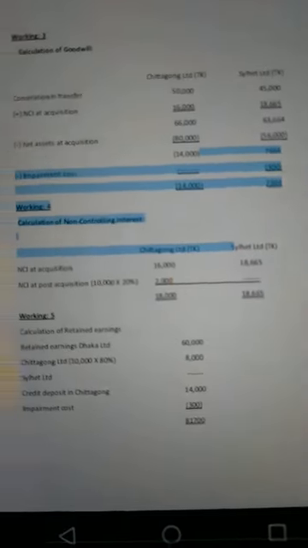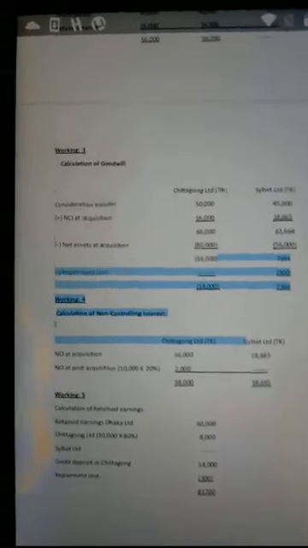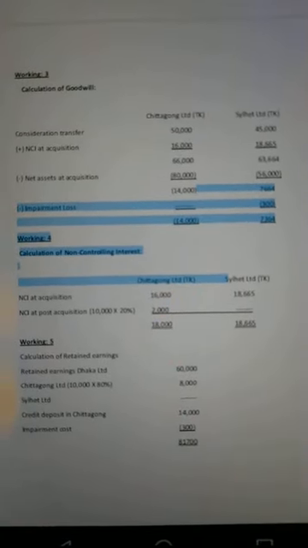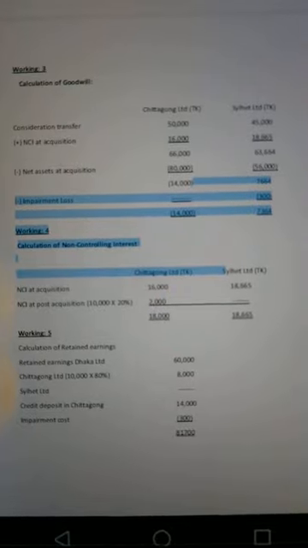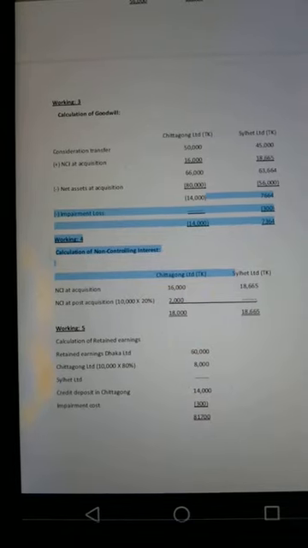So here we have to write the overall, as you can see, we have to write both the 10,000, which will be multiplied by 20%, as we have only one post acquisition for Chittagong Limited, and it's going to be multiplied here. And here Chittagong Limited has 18,000, and there is no post acquisition for Sylhet, so it has only 18,665. And the last is the working number 5, which is the calculation of retained earnings.